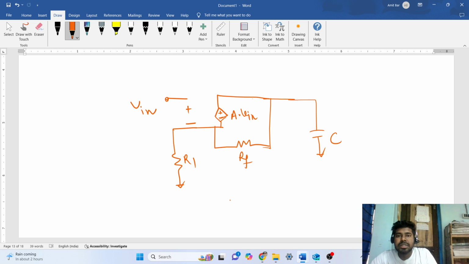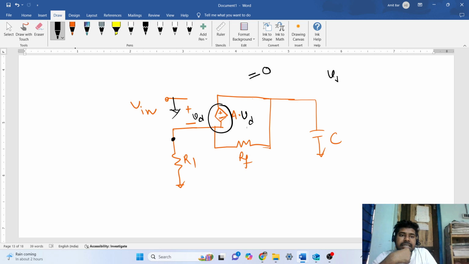Now we have to deactivate this portion to find the time constant. If Vin is grounded, then what is the voltage at this node? This is not Vin, this is Vd. If this is an ideal op amp, then this dependent voltage source is 0, because this Vd here is 0.